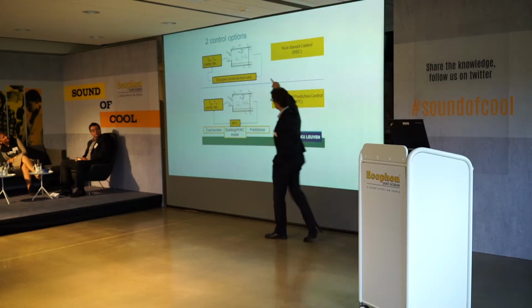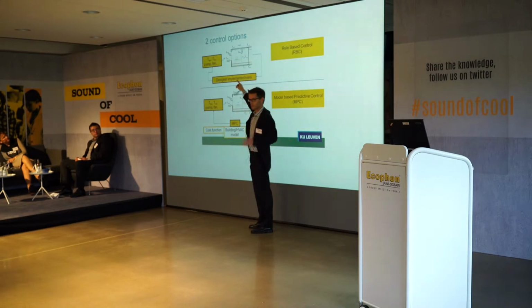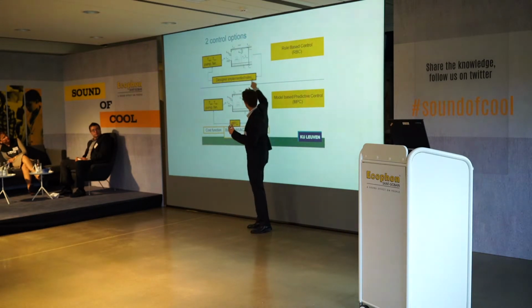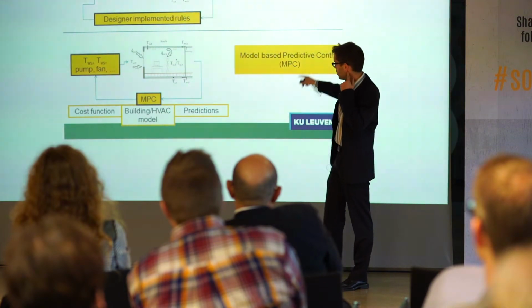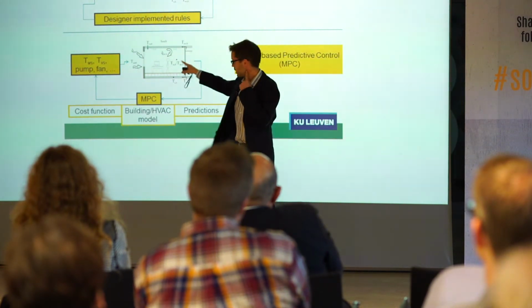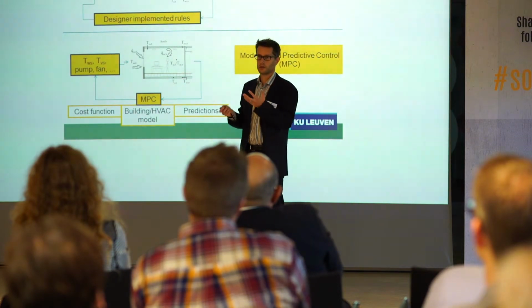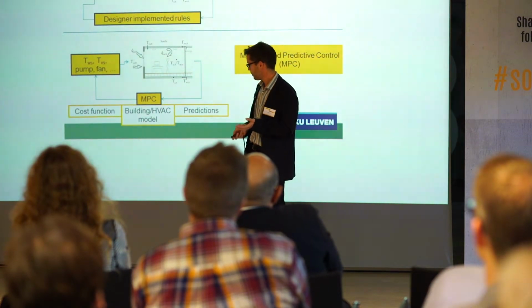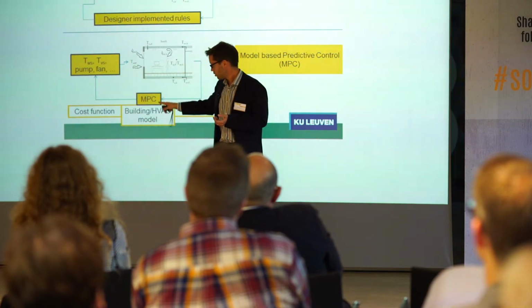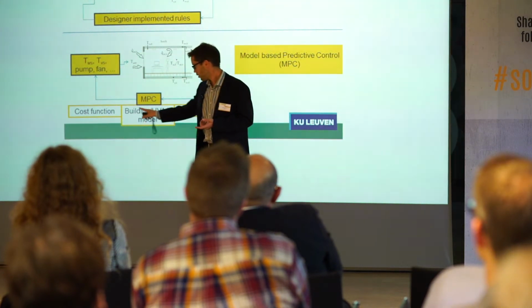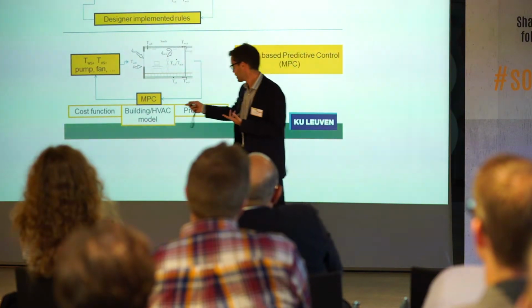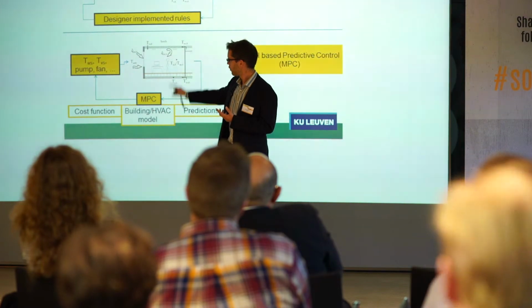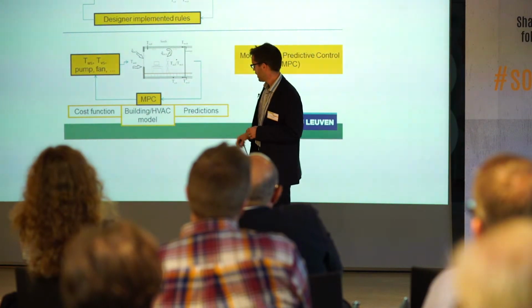So the rule-based control, you have the building, you do some measurements in the building, and based on the values of the measurements, you decide what is happening in the system. So that's normal control. The model-based control is working a little bit different. You also have some measurements in the building, giving you the state of the building at that time. But then the controller has information on how the building and the HVAC system behave. They have a model of the building inside the controller.